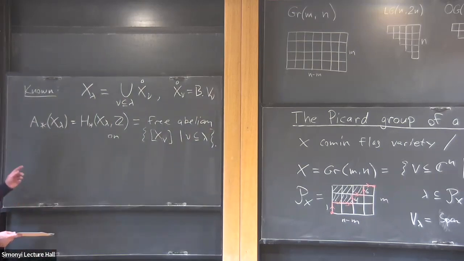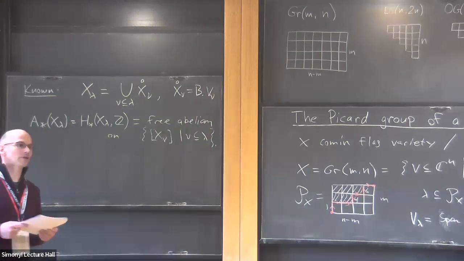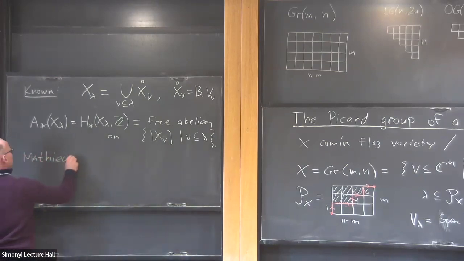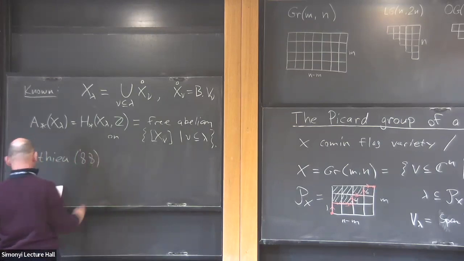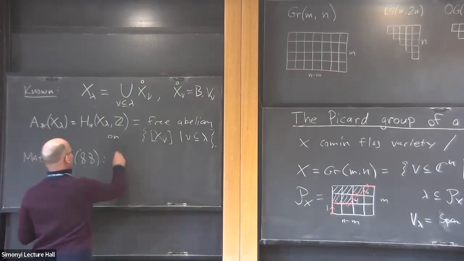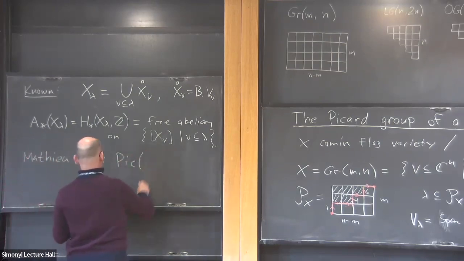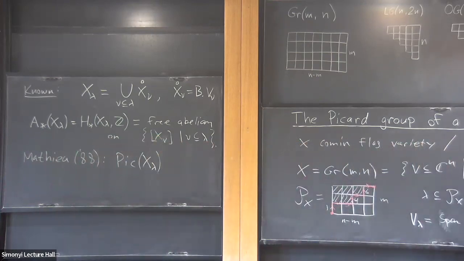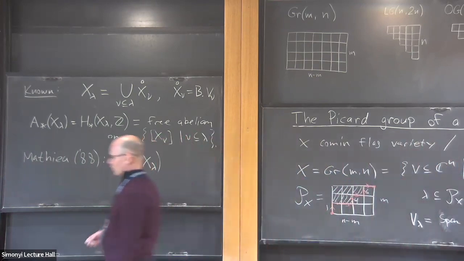In particular, the class group is the codimension one Chow group. So we know the class group of a Schubert variety. And Mathieu, this was in '88, computed the Picard group of any Schubert variety. And by the way, Mathieu was working with Richardson varieties and arbitrary flag varieties. Today I'm only speaking about the cominuscule case.